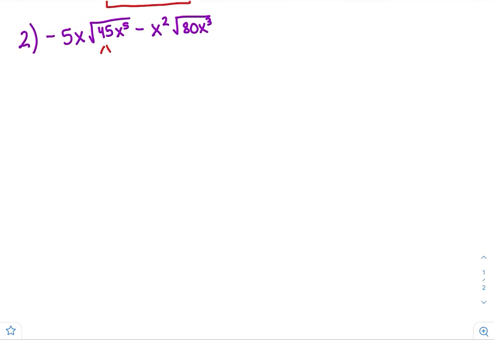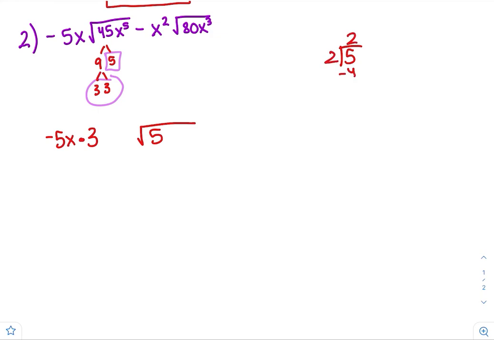Number 2. We can factor out the 45 to be 9 times 5, and the 9 to be 3 times 3. So we have a pair of 3s and a leftover of 5. So negative 5x times 3, which is the pair, and square root of 5, which is on the inside of the square root. Now, do you see this power? We have a power of 5 divided by 2. 2 goes into 5 twice with a remainder of 1. So 1x will remain on the inside of the square root, and there'll be x to the second power on the outside.